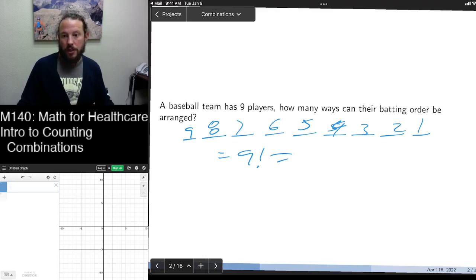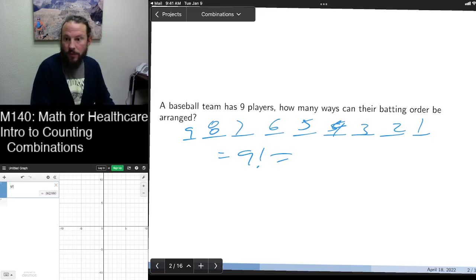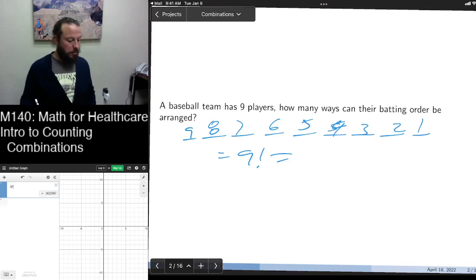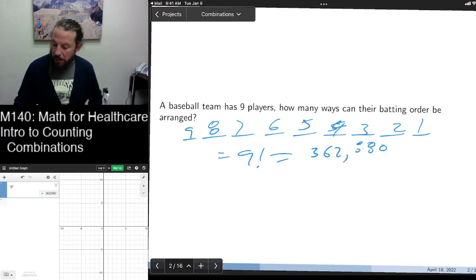Over there on the left, you can see what I use here. I haven't used the factorial button yet. There we go. 9, and just type in that exclamation point for factorial, and we get 362,880. Okay? Now that's a baseball team with 9 players in their batting order.